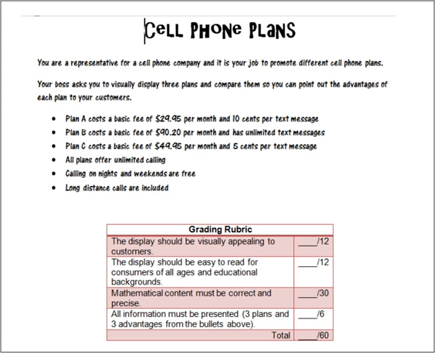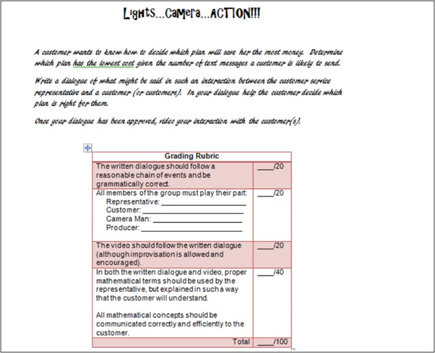Tomorrow, you need to start making your dialogue that we talked about on Friday. So tomorrow you'll get this rubric, and you need to go ahead and be thinking about this as you're making your display today. So tomorrow, here's what you're going to be doing. A customer wants to know how to decide which plan will save her the most money. Determine which plan has the lowest cost given the number of text messages the customer says that she's likely to send per month.